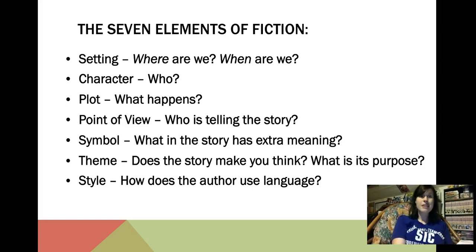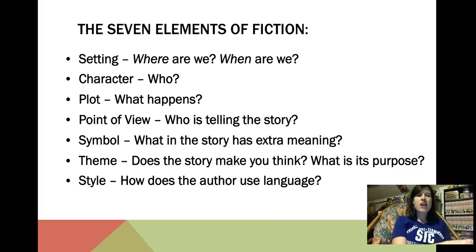Speaking of what happens, the plot. That is what that element is, exactly what it is. And the plot in the story can vary wildly. It can be something as simple as, I walked to the mailbox, got the mail, and walked back, and that's the story. Or it can be something as lavish and embellished as Lord of the Rings, or War and Peace.